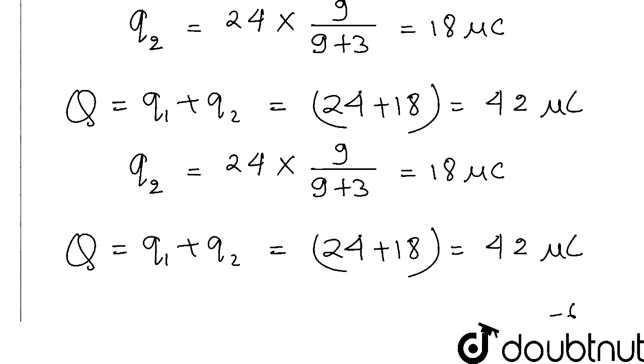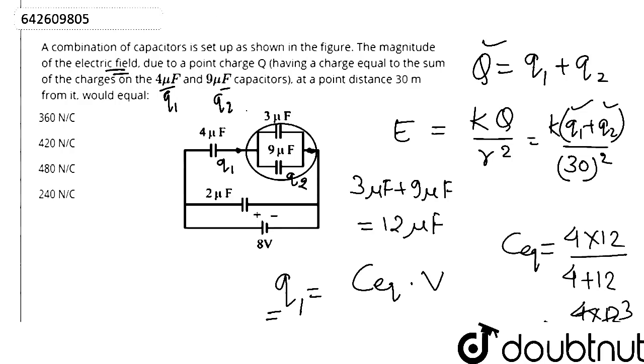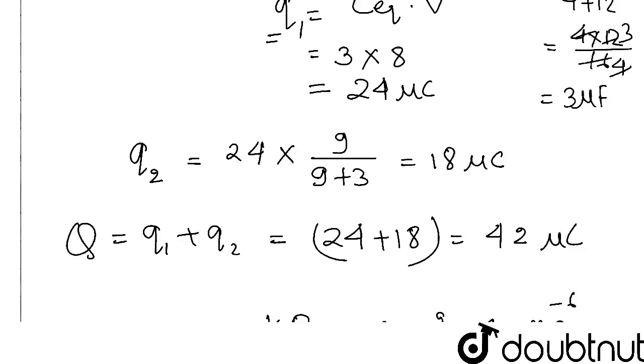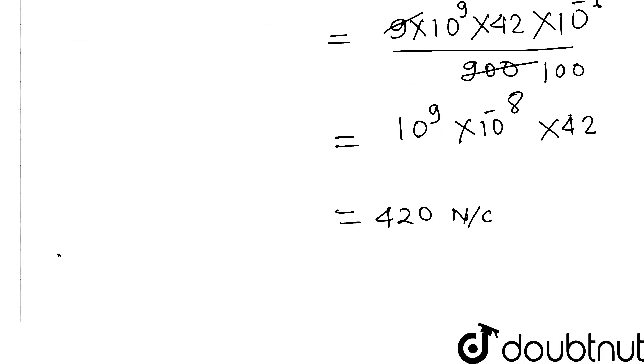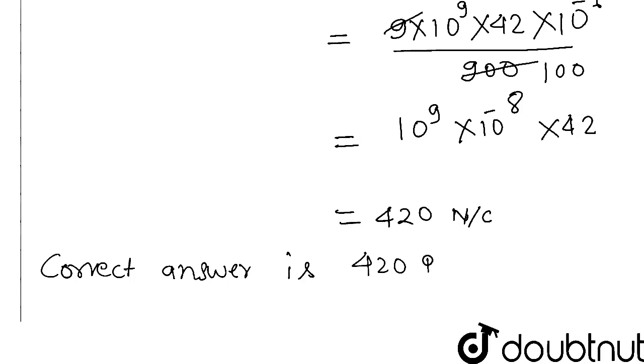If we check the options, the correct answer is the second one, that is 420 Newton per coulomb.